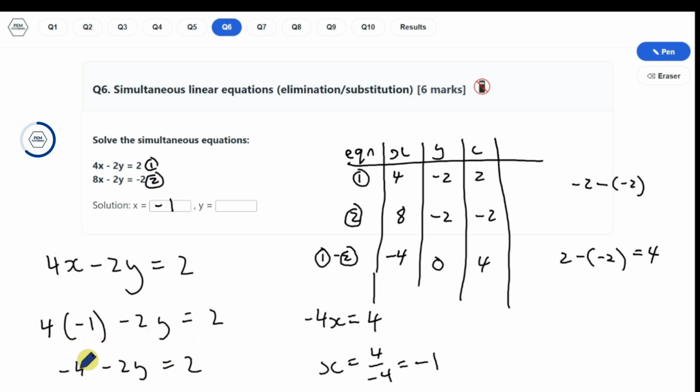So now if I add 4 to both sides, so by adding 4 on both sides, I end up with negative 2y equals 6. So I added 4 here to get 0, and added 4 on that side to get 6. So I end up with minus 2y equals 6. So now I divide both sides by negative 2. So therefore y is going to come out to be negative 3. So y here is negative 3. And that is done for question 6.